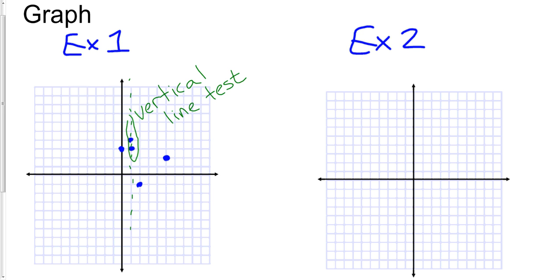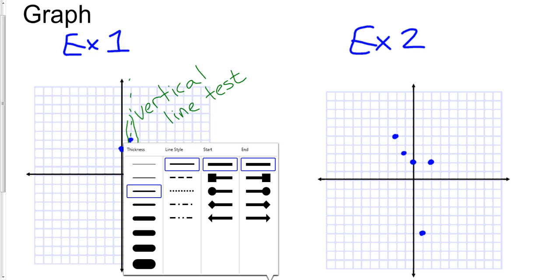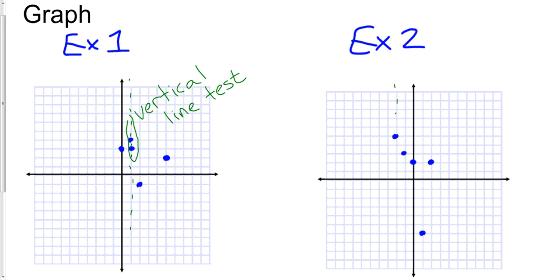Example 2, we had -2, 5. We had 2, 2. We had 0, 2. We had -1, 3. And we had 1, -6. Now you'll notice that each of these is on a different vertical line. There's no vertical line that I could draw that's going to cross through 2 or more of my points. Therefore, it passes the vertical line test and is a function.